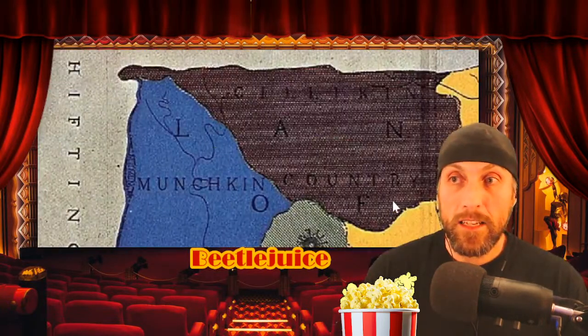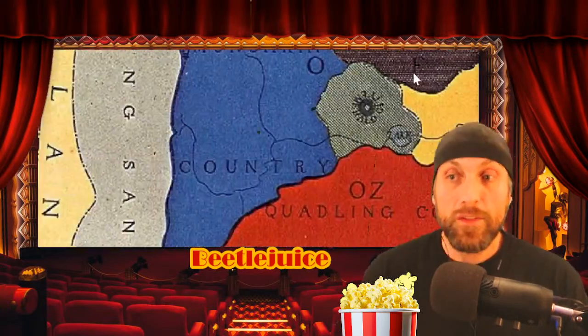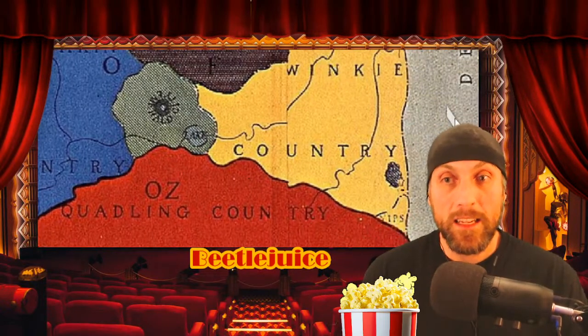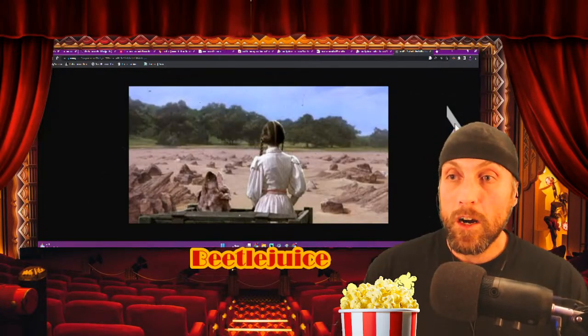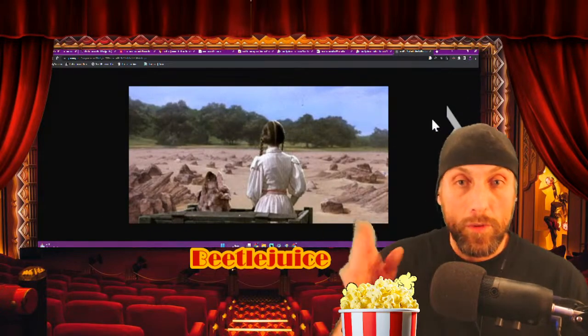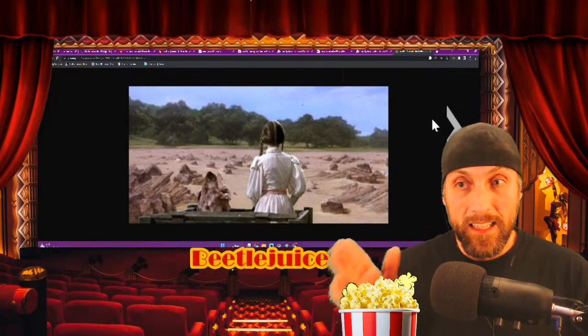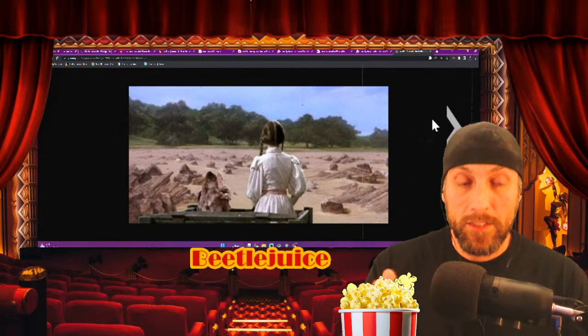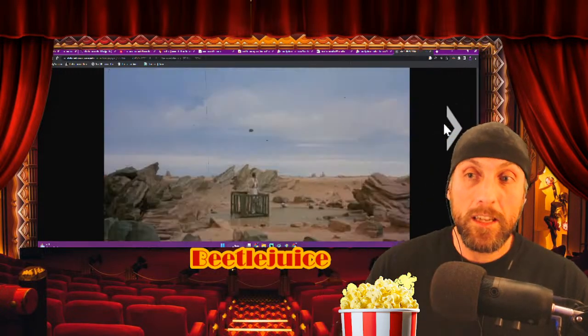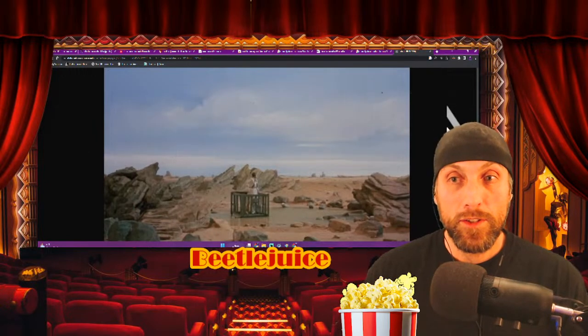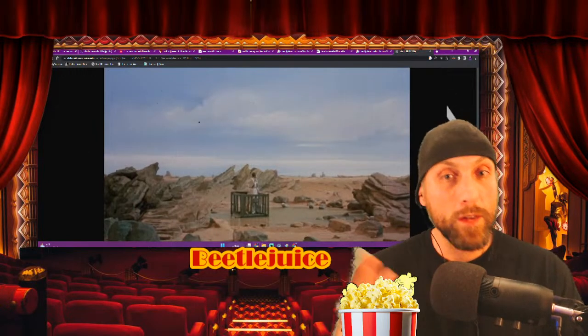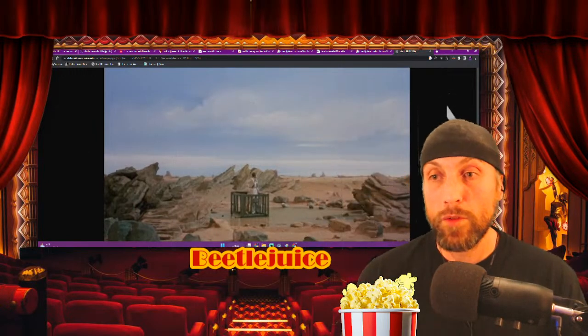This is the Deadly Desert, the Impassable Desert, the Shifting Sands Desert, the Great Sandy Waste Desert, etc. Here is Return to Oz, just a little clip of it. When Dorothy goes back to Oz, she starts off in the Deadly Desert. She has to cross the Deadly Desert to get to Oz. And as you can see here, it's very similar to Beetlejuice and their desert, where they have all these strange rock formations all over the place, right?